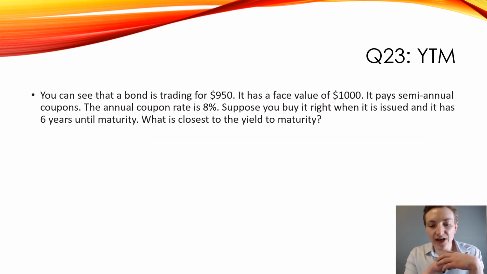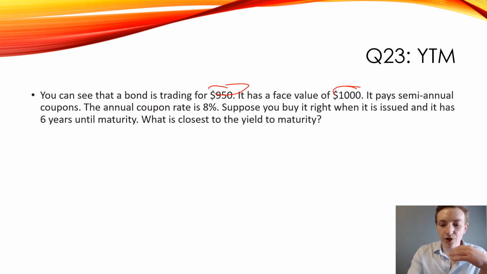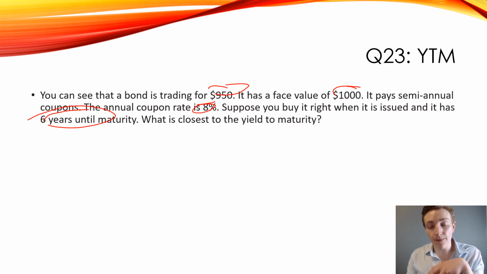In this question, we're being asked about yield to maturity. So suppose a bond is trading for $950. It has a face value of $1,000. It pays semi-annual coupons. The coupon rate is 8%. Suppose you buy it when it is issued and it has 6 years until maturity. What is the closest to the yield to maturity? Here one would need to solve this by using effectively the bond pricing formula. So let's see how we might do this in Excel.